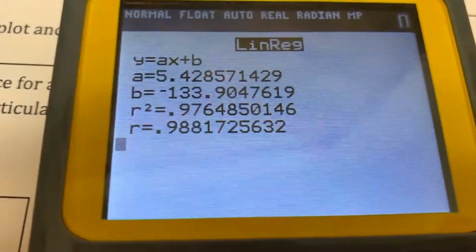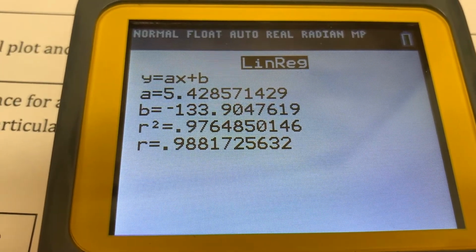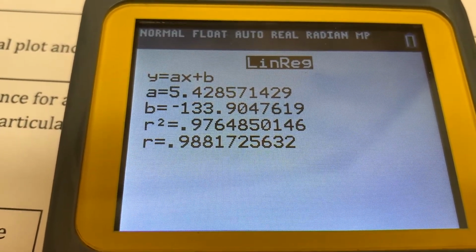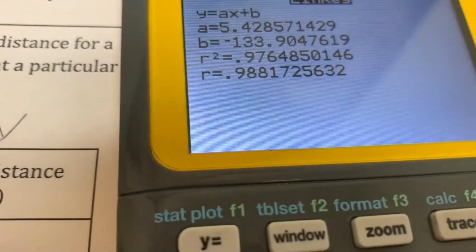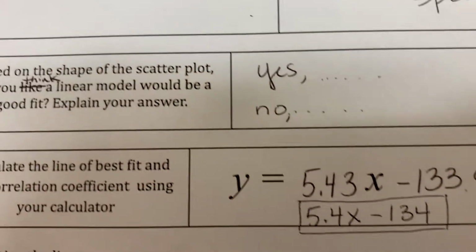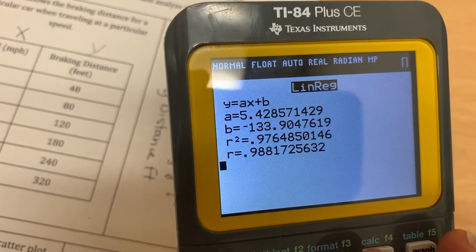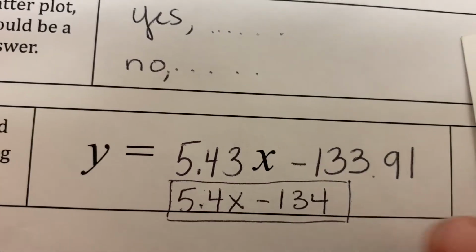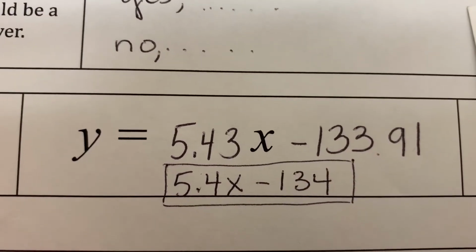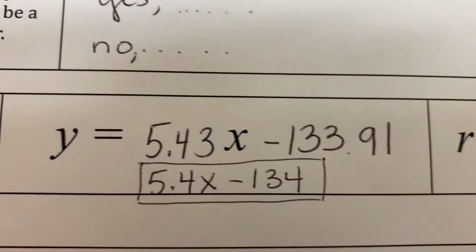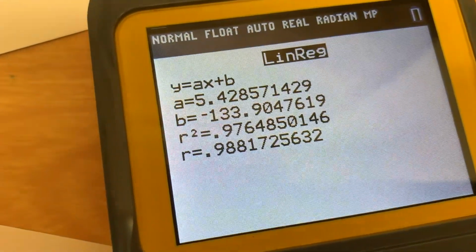Boom. It gave us our a, which is our multiplier for x, 5.42. And our b is negative 133.9, which I rounded. This is the one that we're going to use right here: 5.4x minus 134. And our r value is 0.99. See right here, it says 0.988, but we're going to round that to 0.99.